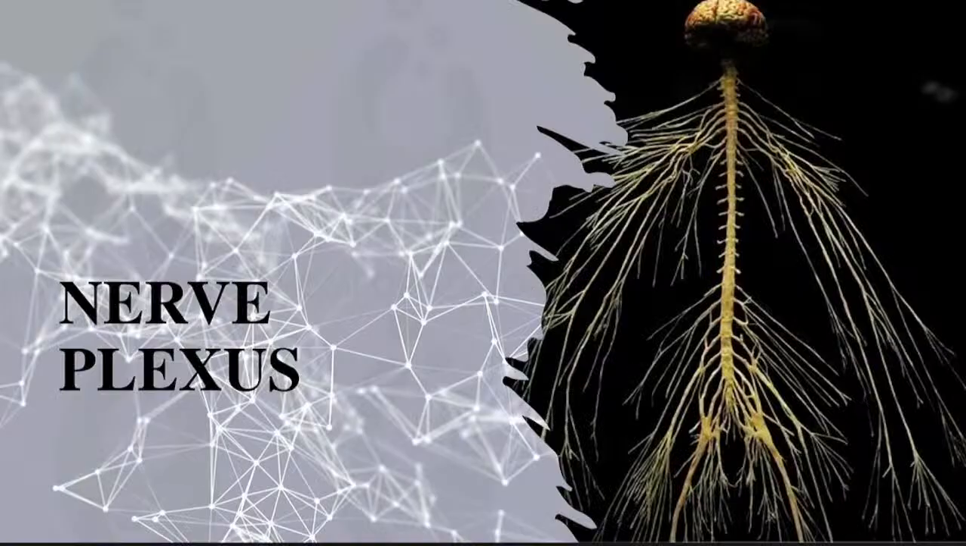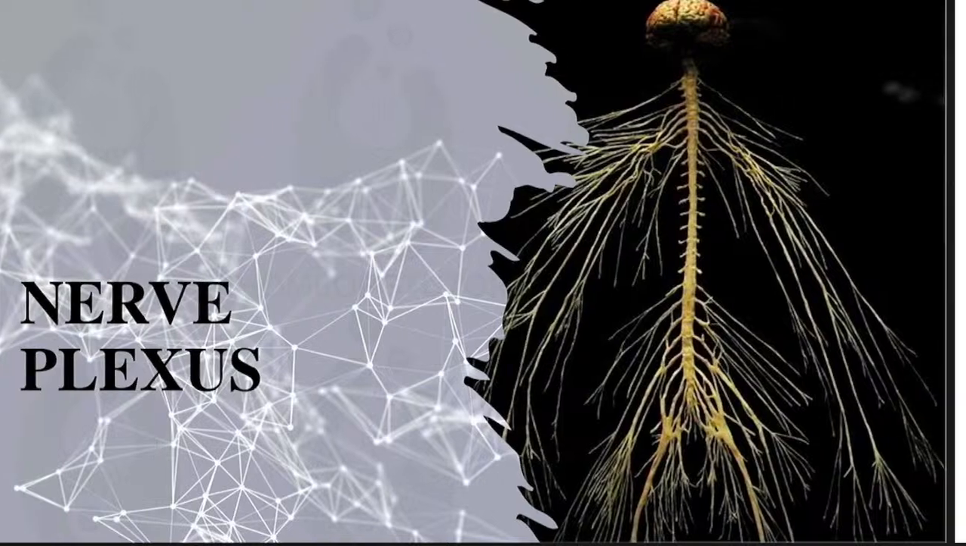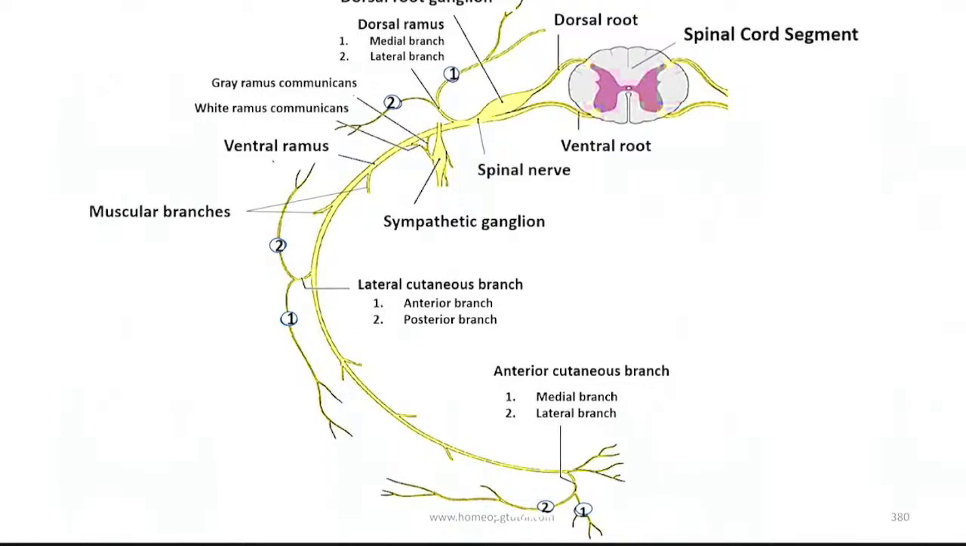Next, moving on to the nerve plexus. Now moving on to the somatic nerves. Once we finish the somatic nerves, we will move on to the cranial nerves. Okay, first somatic, then cranial. First and foremost, we have to know about the spinal cord.